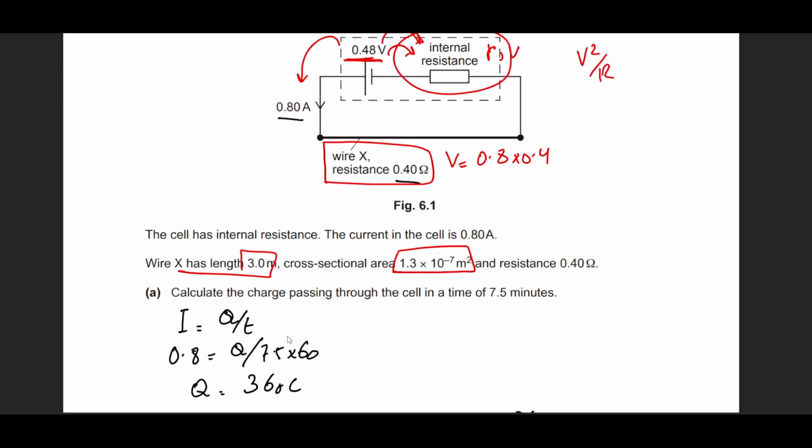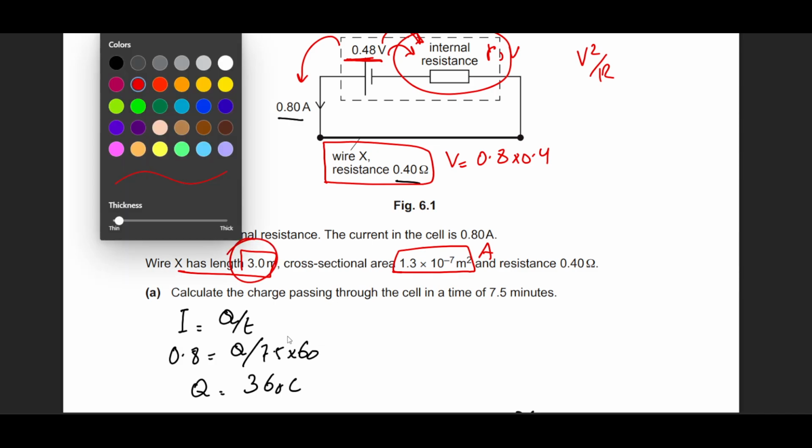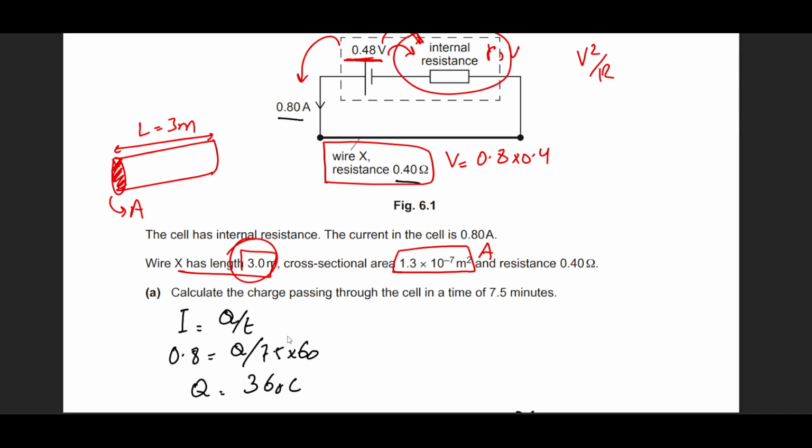So what are the dimensions of this wire? This is what it looks like. The cross-section area is given to you as A over here. And the length of the conductor is also given to you as L equals 3 meters over here. So we can simply use cross-section area multiplied by length equals volume.